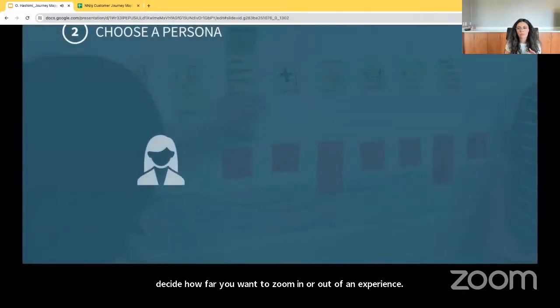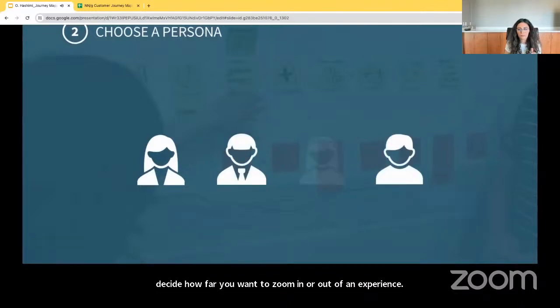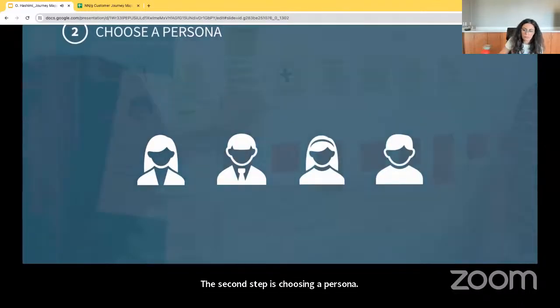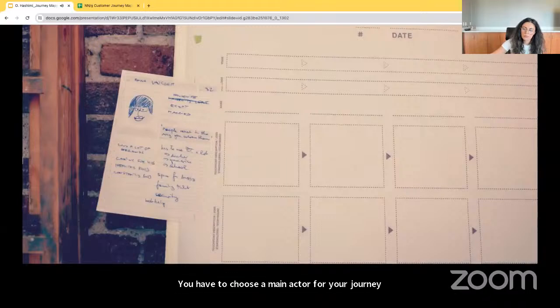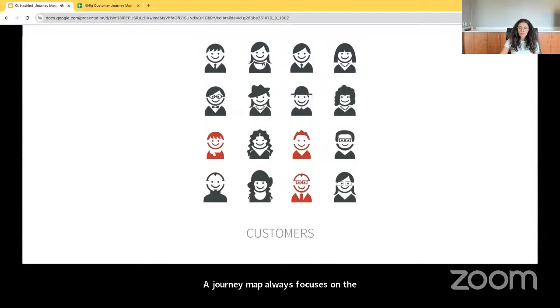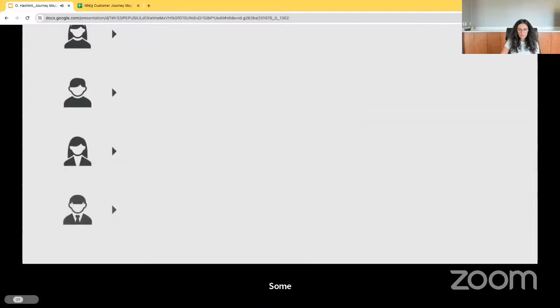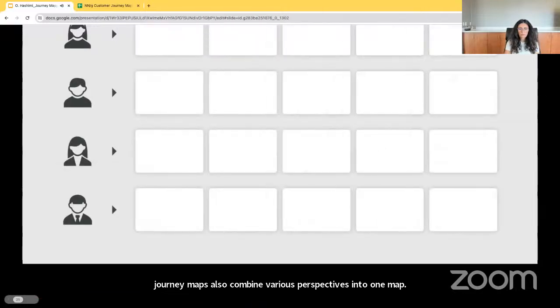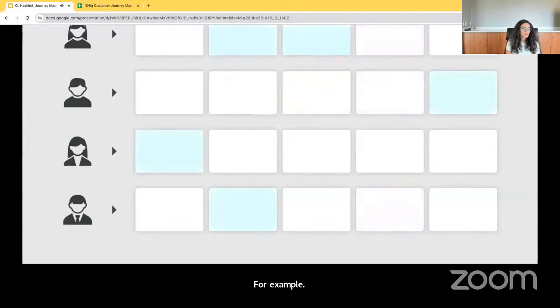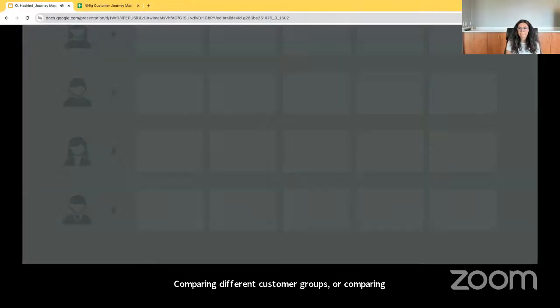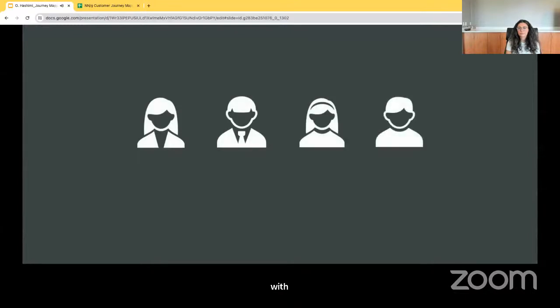The second step is choosing a persona. You have to choose a main actor for your journey. A journey map always focuses on the experiences of one main actor, such as a group of customers or employees. Some journey maps also combine various perspectives into one map. For example, comparing different customer groups or comparing customer experiences with those of employees. At any rate, to get started, choose a persona that you want to follow in the journey.